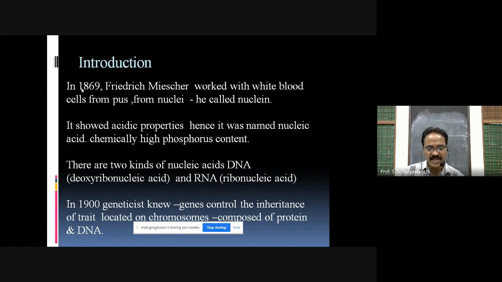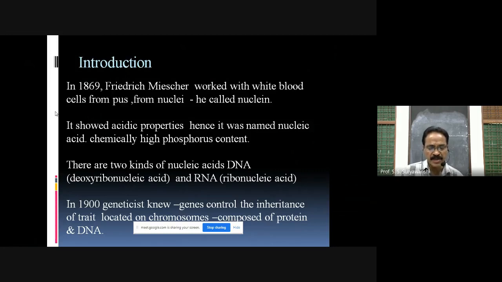When a cell is in the condition of cell division, at that time these chromosomes can be seen under the microscope. We can even count the number of chromosomes. The number of chromosomes is certain or specific in each and every plant, animal, and each organism. So the number is fixed, and these chromosomes are present inside the nucleus.